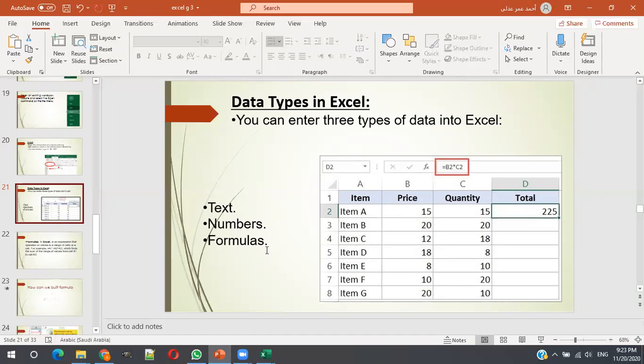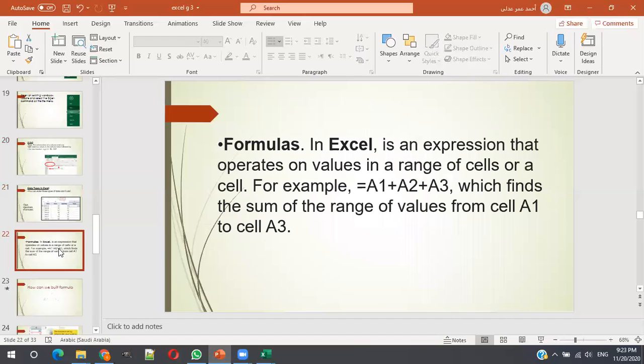Data types in Excel: text, number, formula. Data types in Excel: text, number, formula. Very important. Okay. Now, formula.